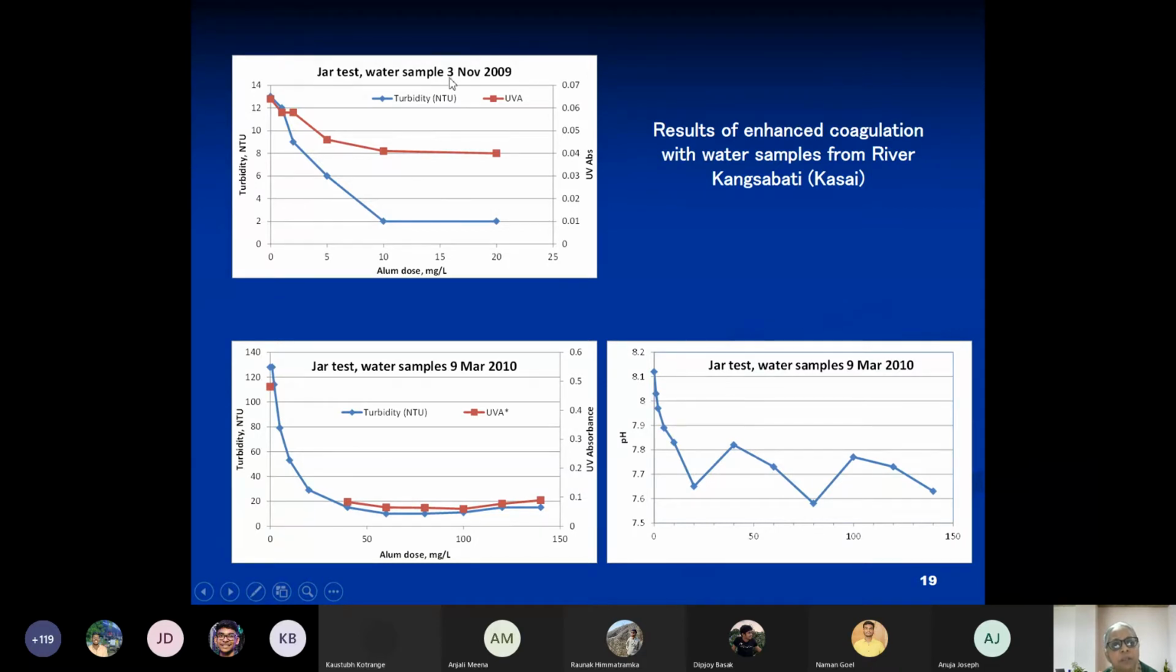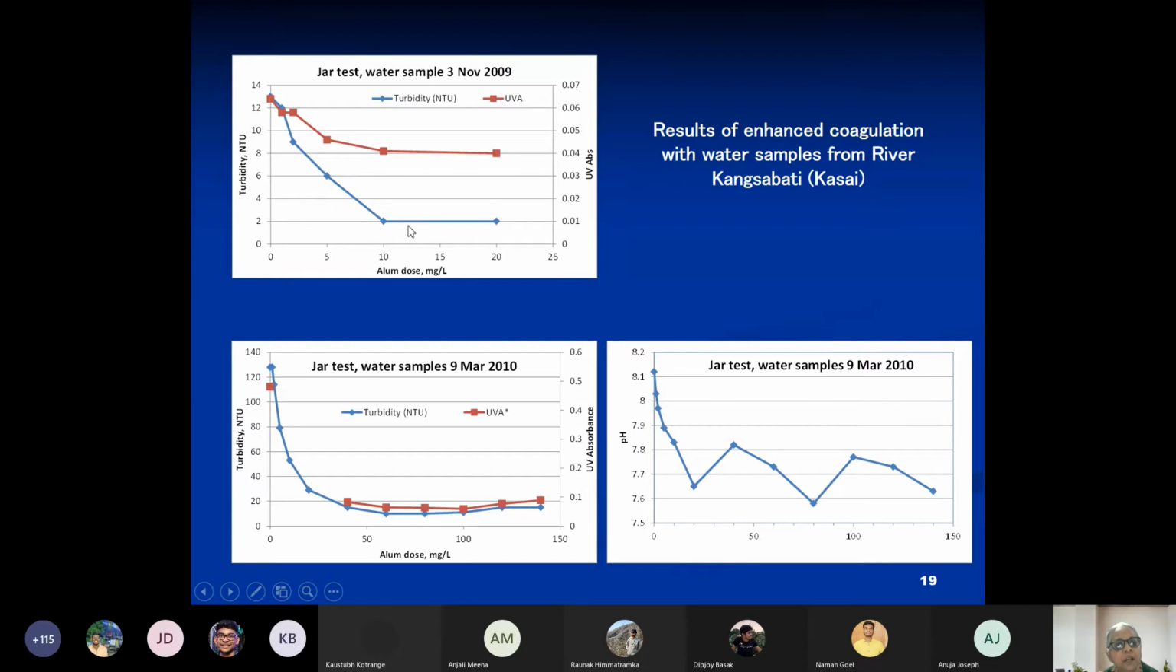So if you take the first sample, November sample, this is post-monsoon, and March is further down. Actually, we don't have any post-monsoon sample. That would have been interesting. But regardless, you can see there is a small difference between the 2 samples. In November, the best results are 20. So if I want to achieve 2 purposes, I want to remove turbidity as well as UV absorbance, then 20 is the answer. If I want to remove only turbidity, then 10 milligrams per liter is sufficient.